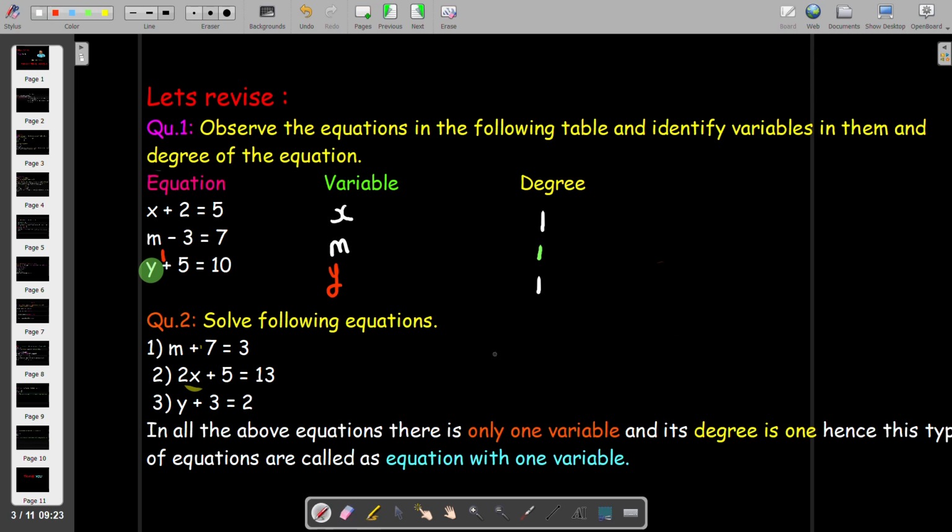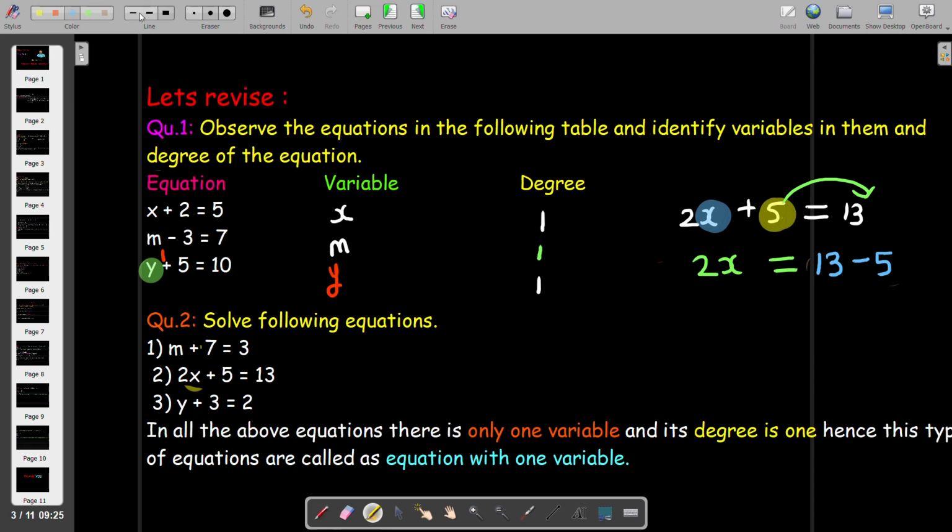Can you tell me which is the equation number 2? 2x + 5 = 13. Which is the variable in this equation? x is the variable. That means we have to transfer this 5 to RHS. Then we will get 2x = 13. If you transfer this +5 to RHS, +5 becomes -5. Now first we have to simplify 13 - 5. Here 13 is greater than 5, therefore 2x as it is, 2x = 8.